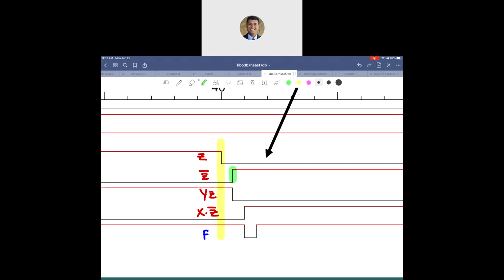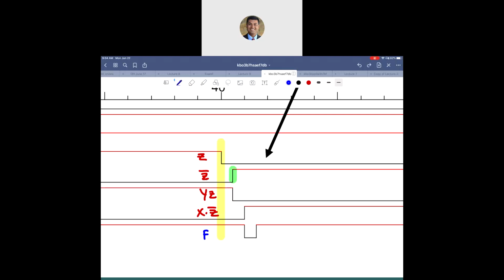During that time, Y and Z, because Y was 1, was still 1. So Y is 1 all those times, so Y and Z is 1. But it goes to 0 because of the change in Z. It goes to 0 slightly later because of the gate delay of the AND gate. Right? This changes over here. That's due to the gate delay of the AND gate, Y and Z.